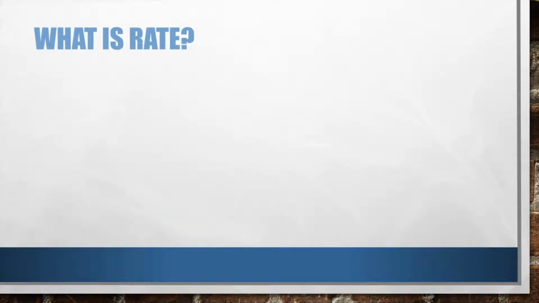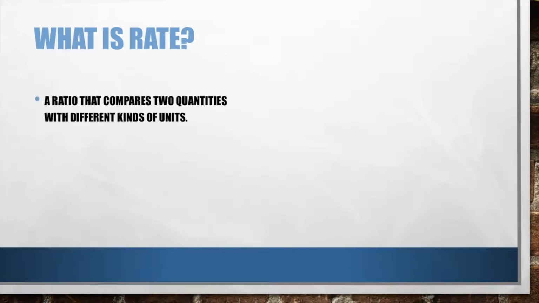So what is rate? According to the book, rate is a ratio that compares two quantities with different kinds of units. So what is a quantity and what is a unit? Quantity is just a number. 1, 2, 3, 4, and so on and so on. A unit is a label for what that number is representing.